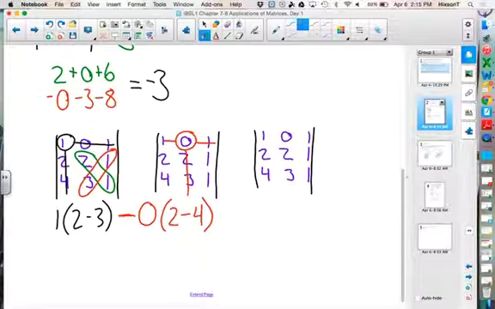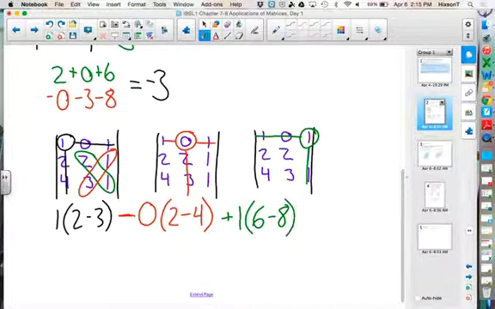We've got that. And then finally, we use this one as our cofactor. We eliminate the first row, last column. Alright, so now we're doing the determinant of this 2, 2, 4, 3. So it's plus 1 times 2 times 3 is 6. Minus 2 times 4 is 8.